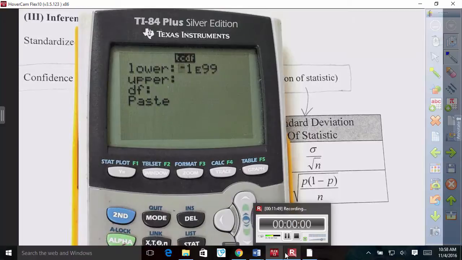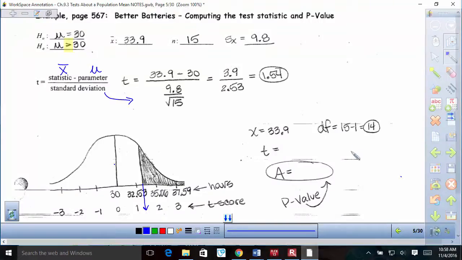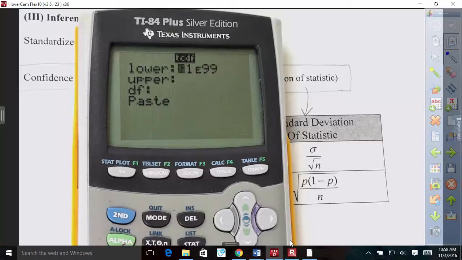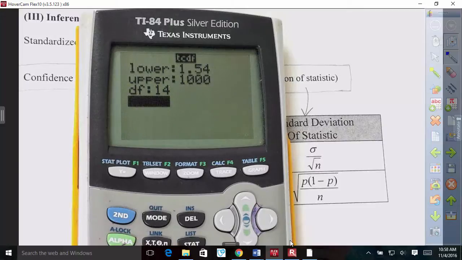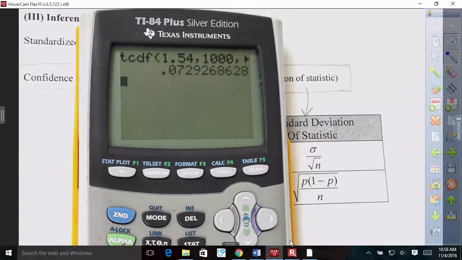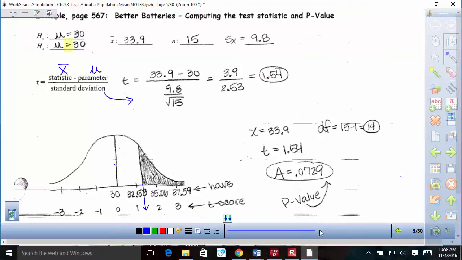My lower is whatever my T-score was, 1.54. So my lower is 1.54. My upper is 1,000. My degrees of freedom is 14. Did you get 0.0729? Awesome. That is your area. Do I need to double it? No. Good. There's not two of them.